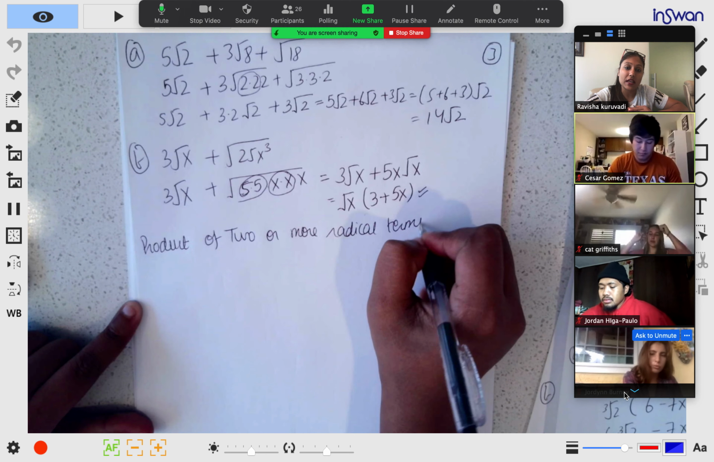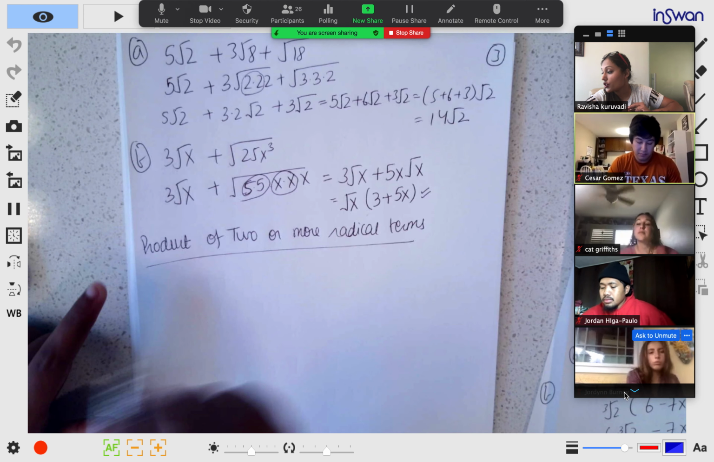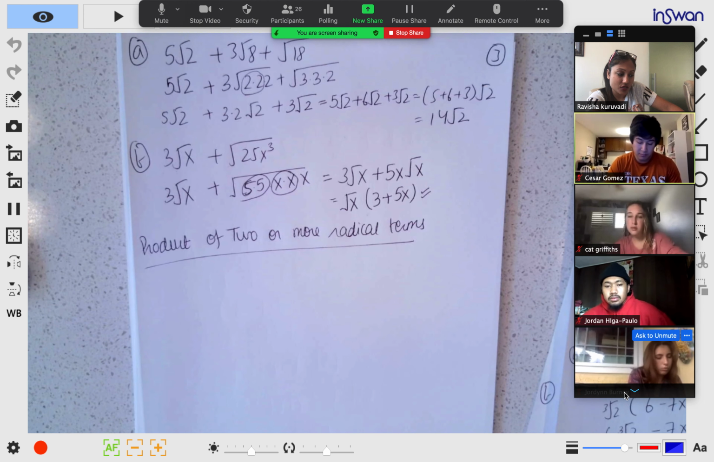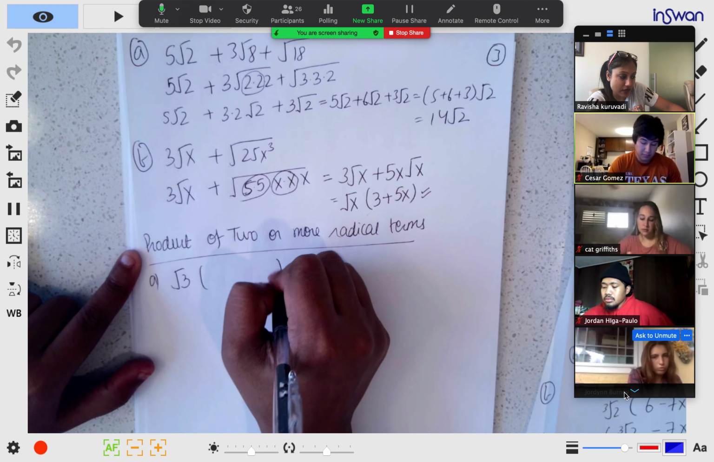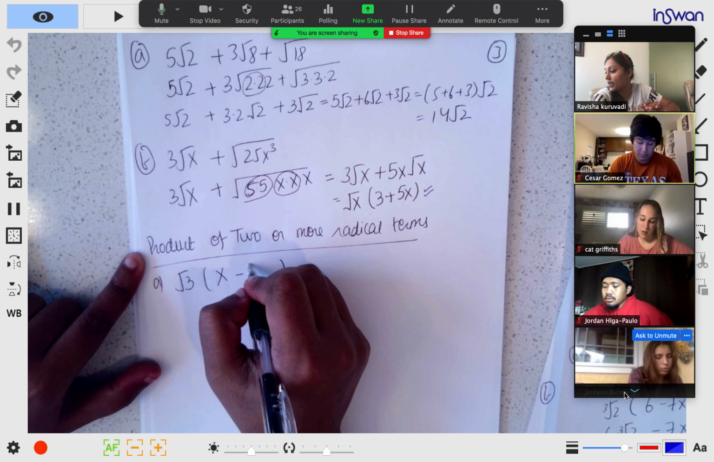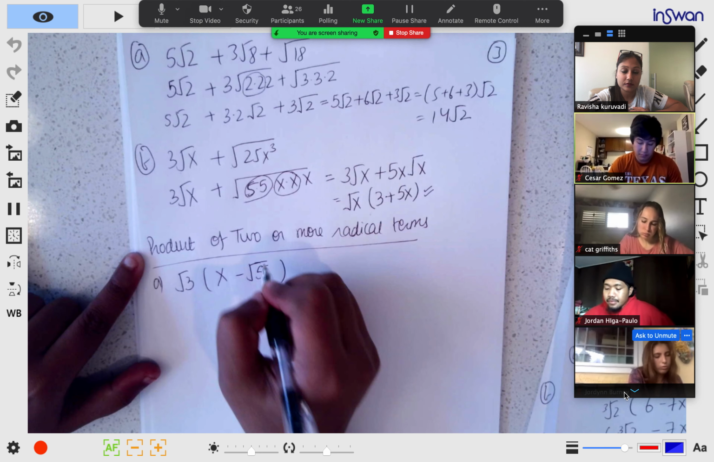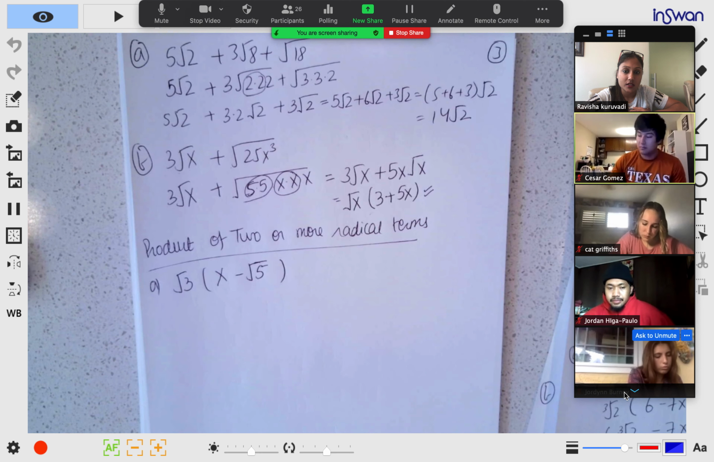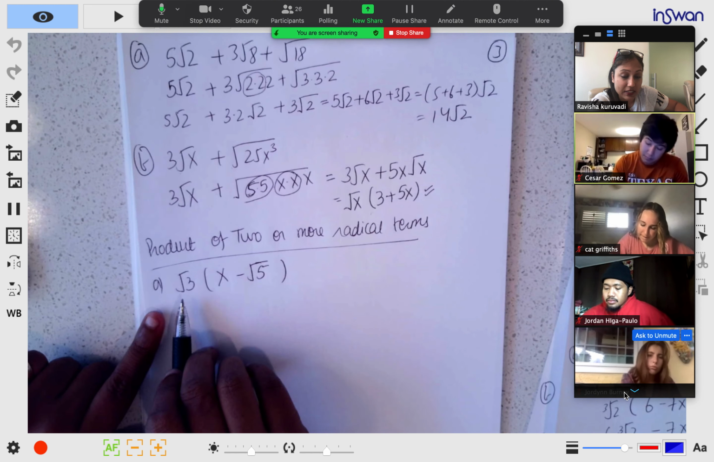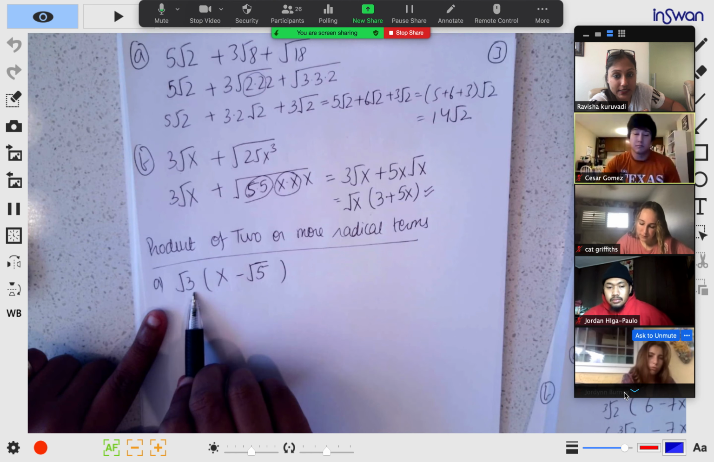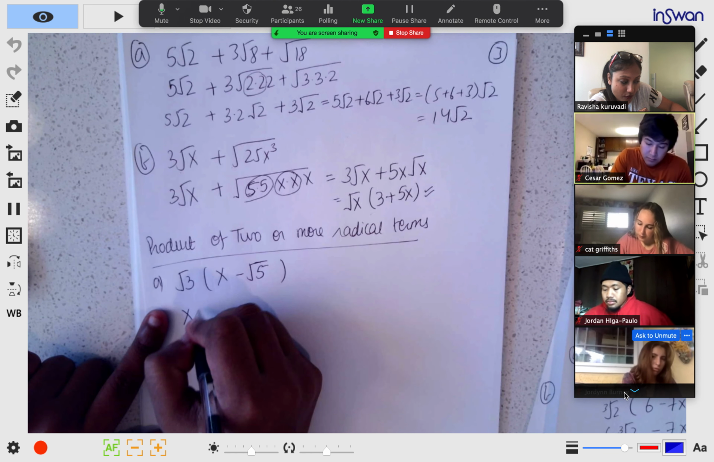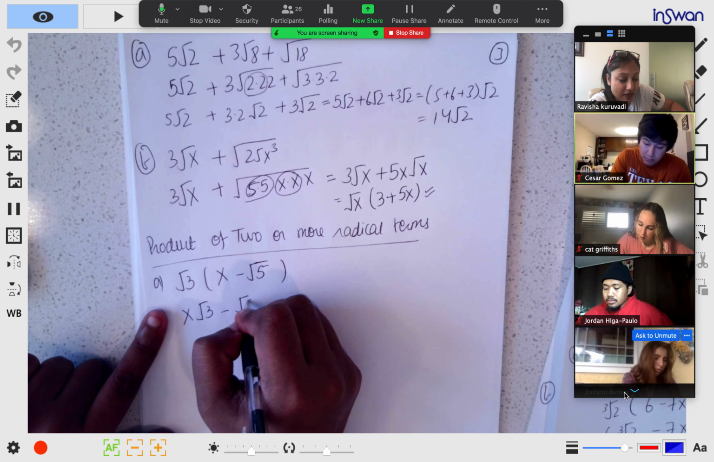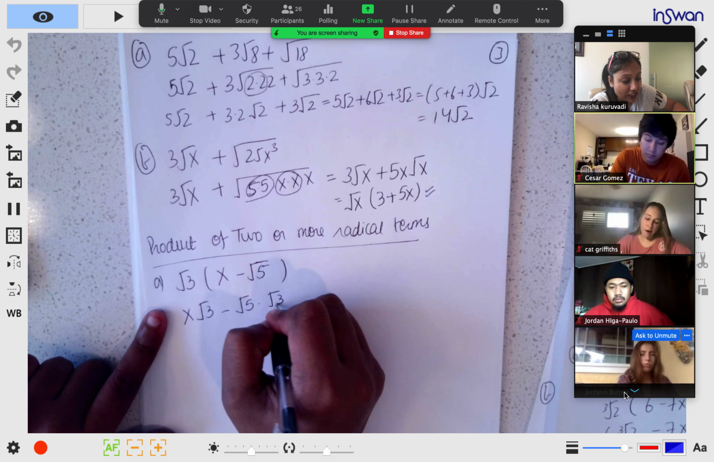Now you're multiplying. Product means multiplication. So for example, you have to multiply the square root of 3 by x minus the square root of 5. Since you have to multiply the square root of 3 with this whole bracket, you're going to multiply it with each and every term inside. So it will become x square root of 3 minus square root of 5 times square root of 3.